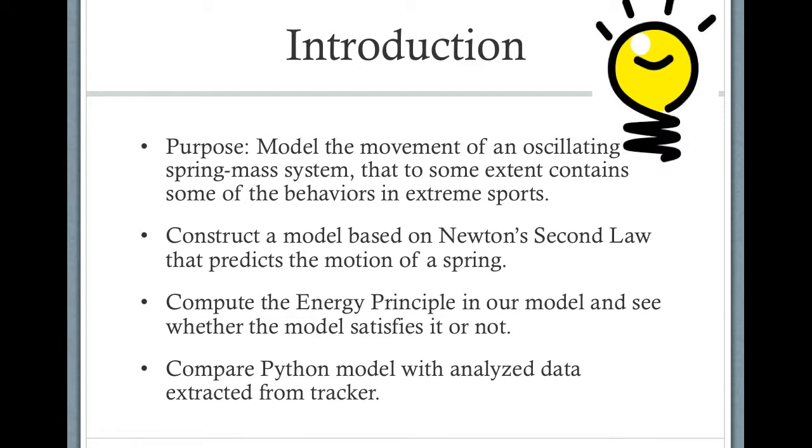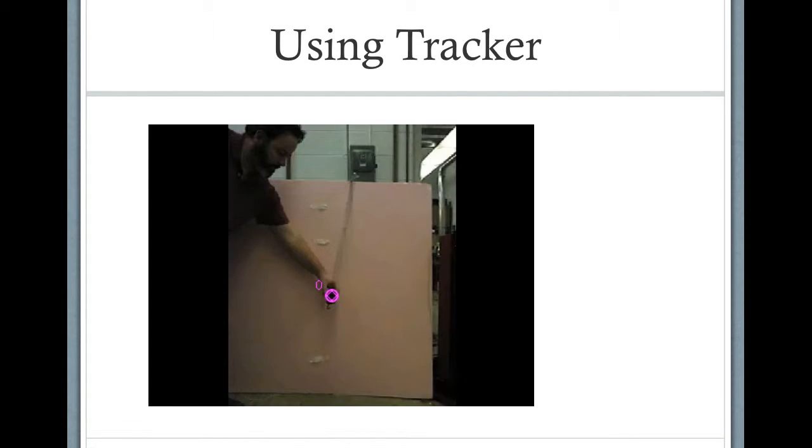The purpose for experiment number 4 was to model the movement of an oscillating spring mass system that to some extent contains some of the behaviors in extreme sports. In order to do so, a model based on Newton's second law that predicts the motion of a mass attached to a spring was constructed in Python. In the Python model, we also computed the energy principle to see whether the model satisfied it or not, which it did. Finally, the Python model was also able to compare the modeled motion of the spring mass system to the analyzed data extracted from Tracker.